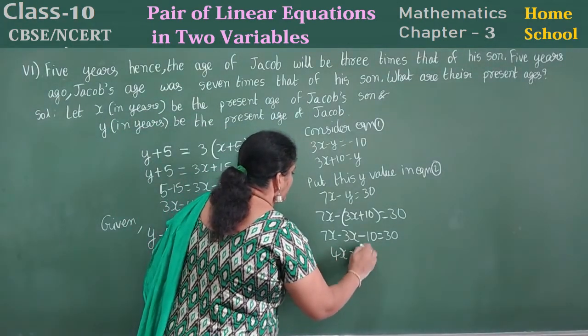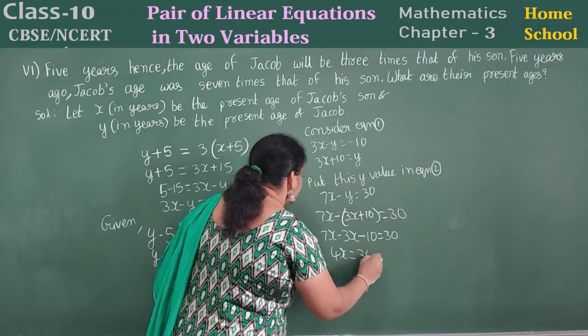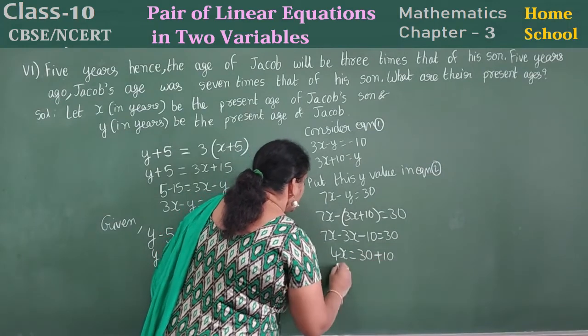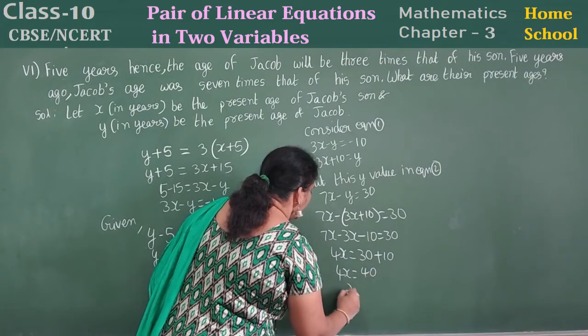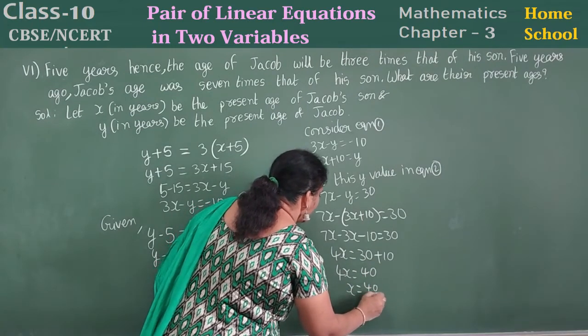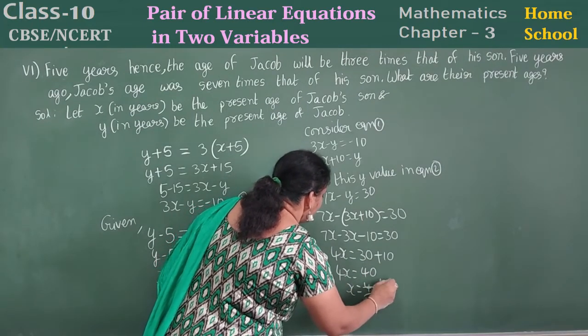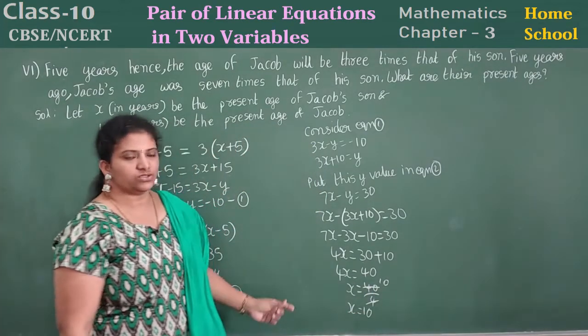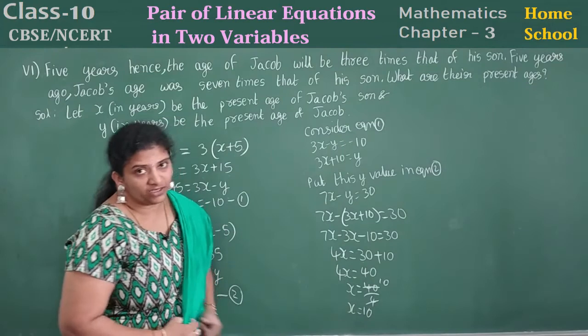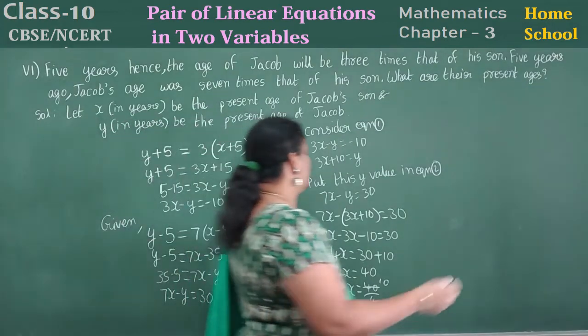4x is equal to minus 10 if it goes other side plus 10. 4x is equal to 30 plus 10 will be 40. X is equal to 40 by 4. That will be x value is 10. Okay. So now I got x. I need to calculate y.